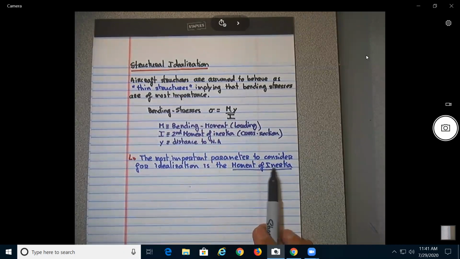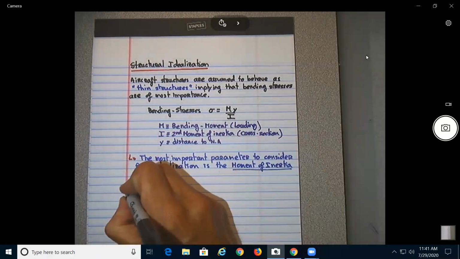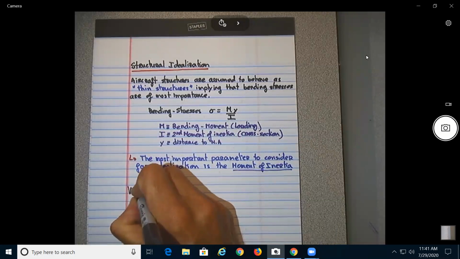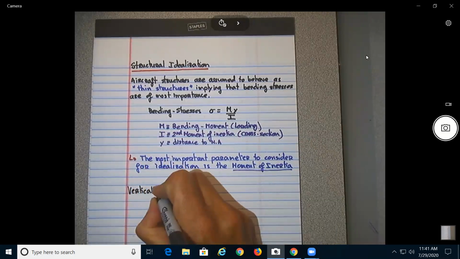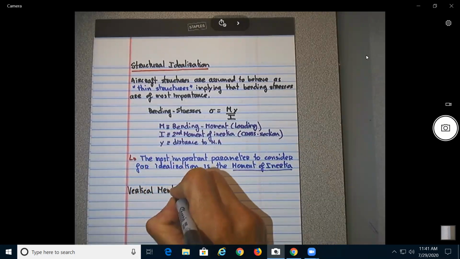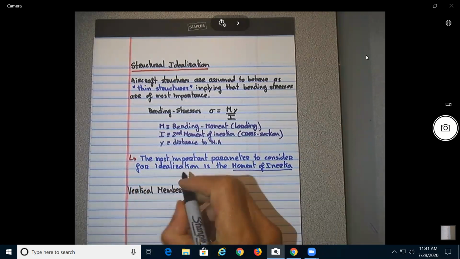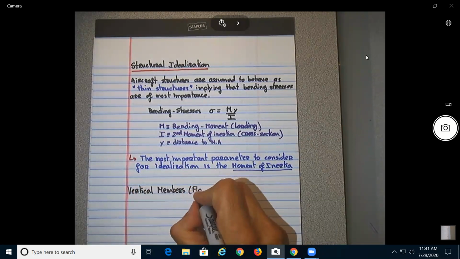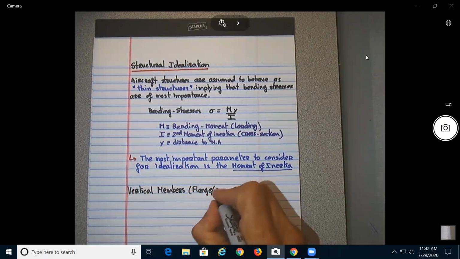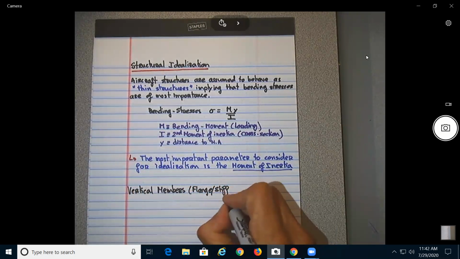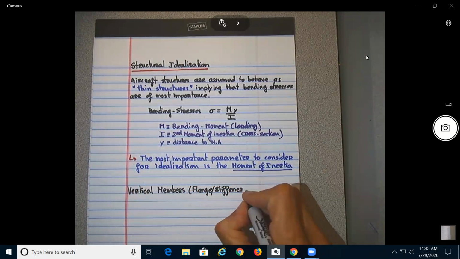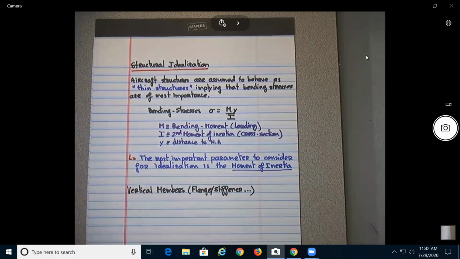Okay, so we have two different types of members. We have vertical members and horizontal members. So let's see what will happen for a vertical member. So let's do here vertical members. So this could be whatever you want, a flange, a stiffener, okay, etc.